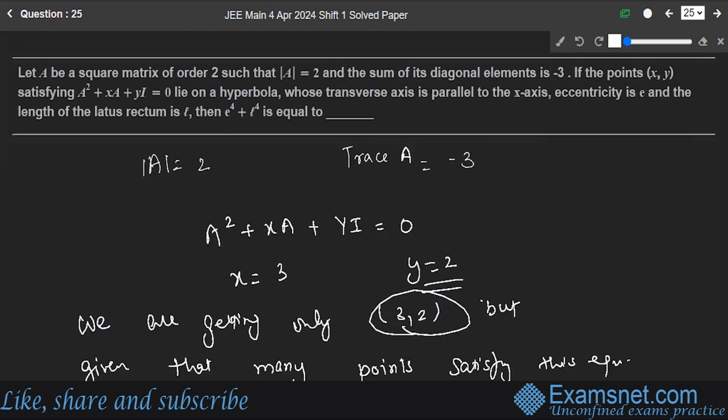Multiple values are possible here for the answer. So information is incomplete, and to determine the eccentricity and the length of the latus rectum, it is not possible. Hope you understood that. Let's move to the next question.